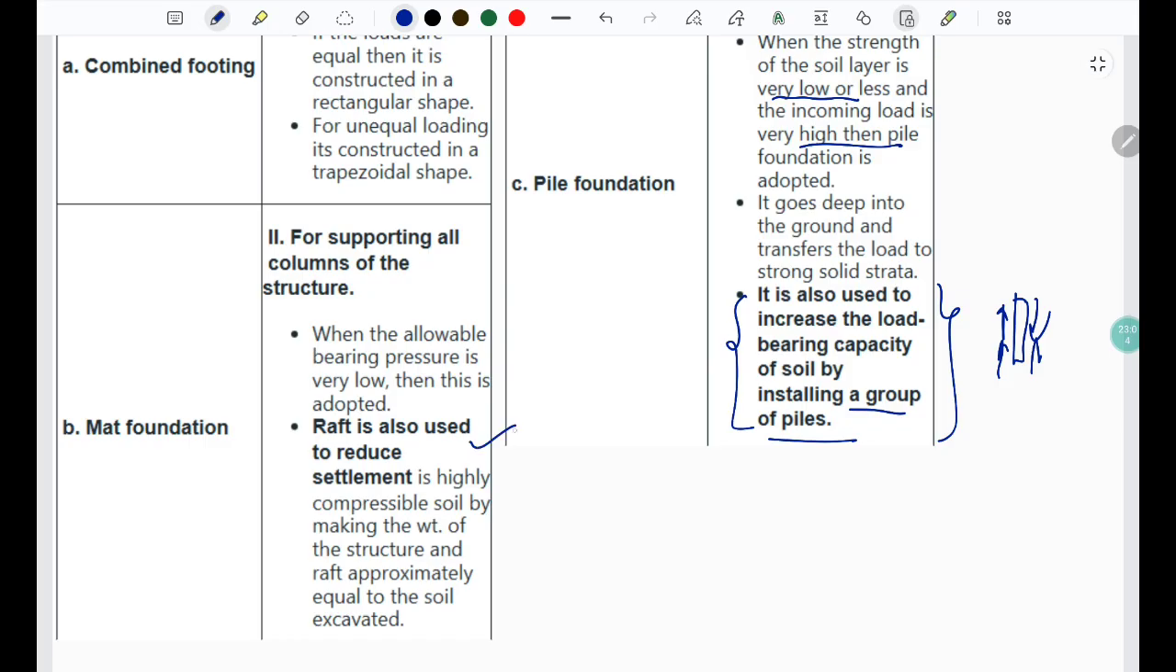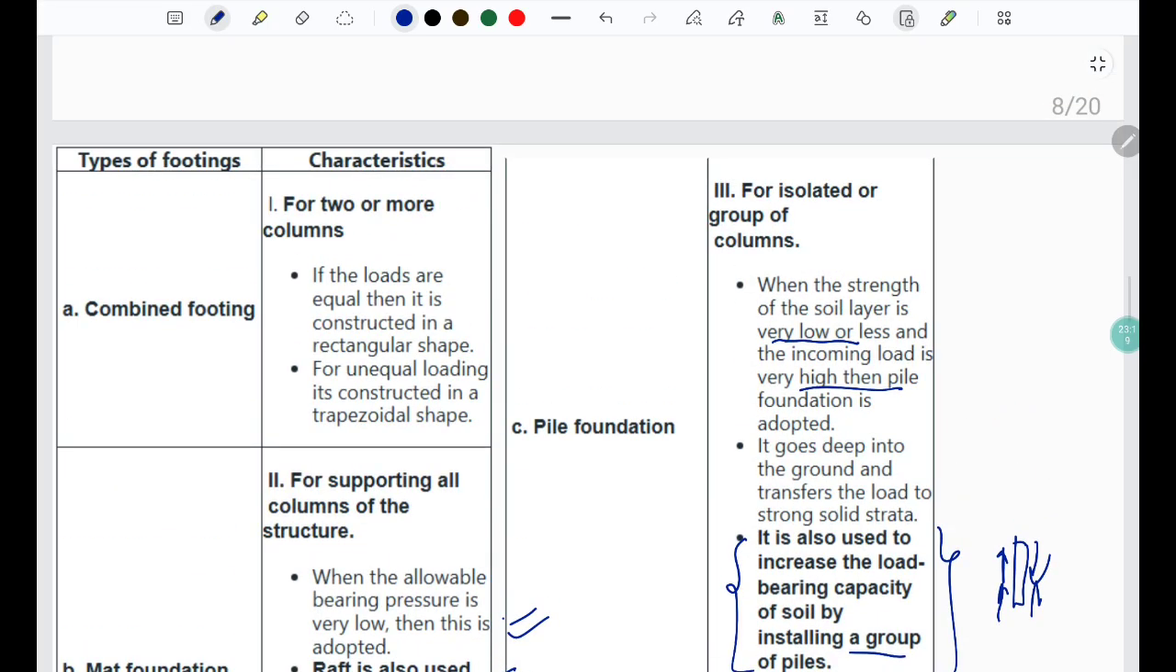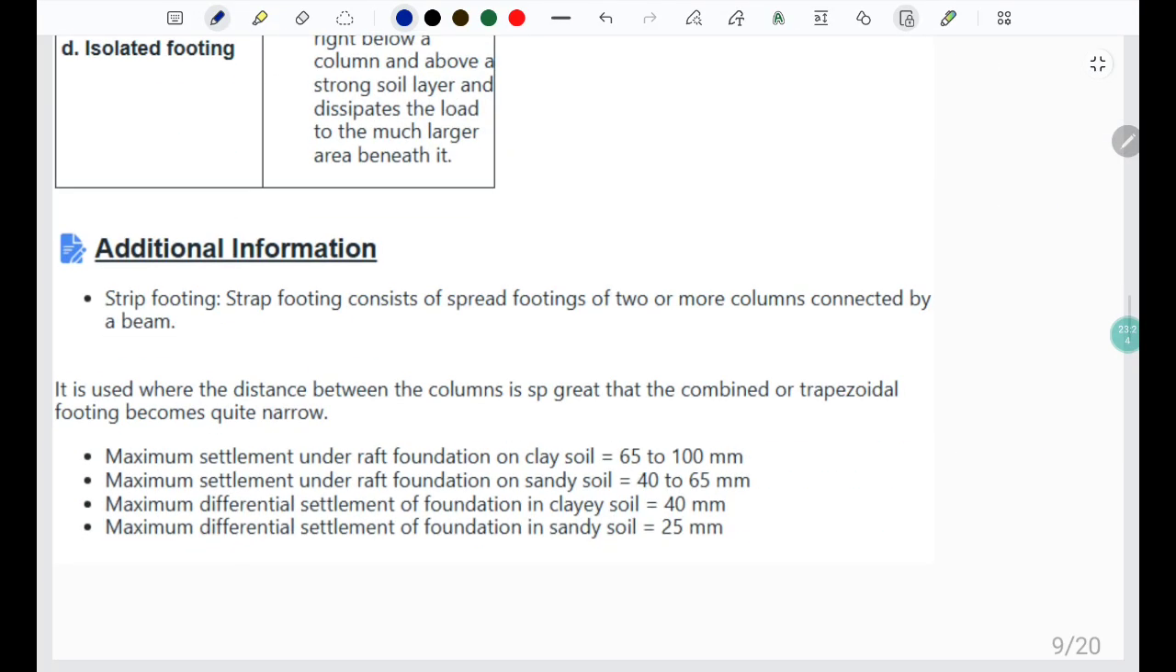So raft foundation is also used to reduce the settlement. It is used where the allowable bearing pressure is very low in highly compressible soil, by making the weight equal to the soil excavated. For unequal loading also we give combined footing.